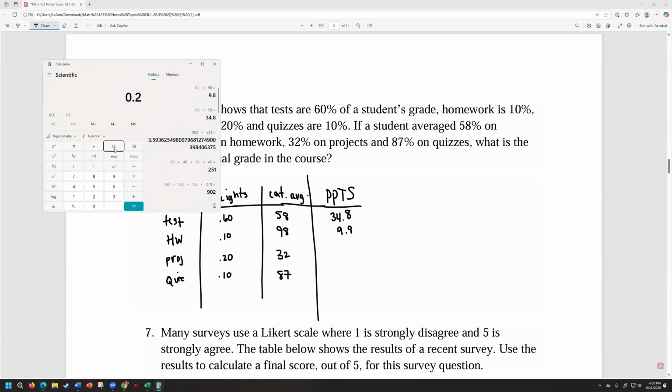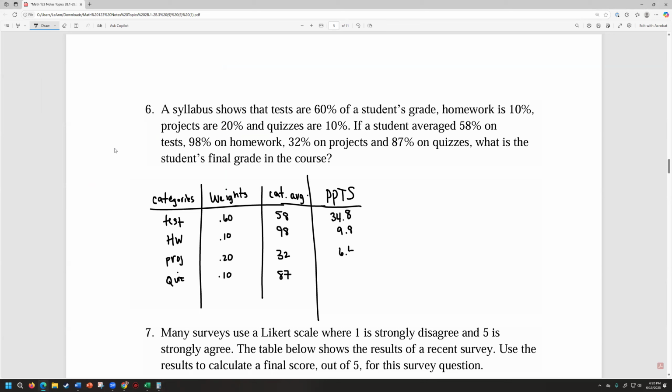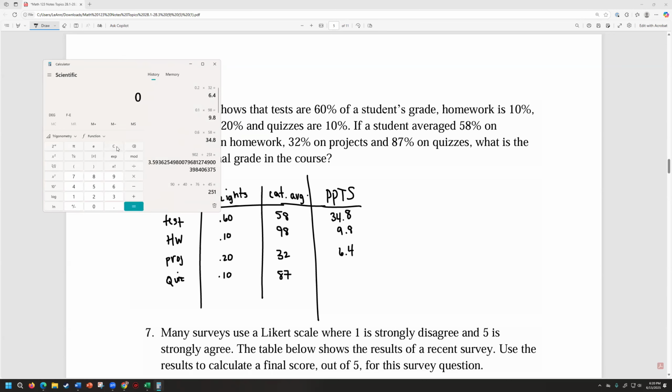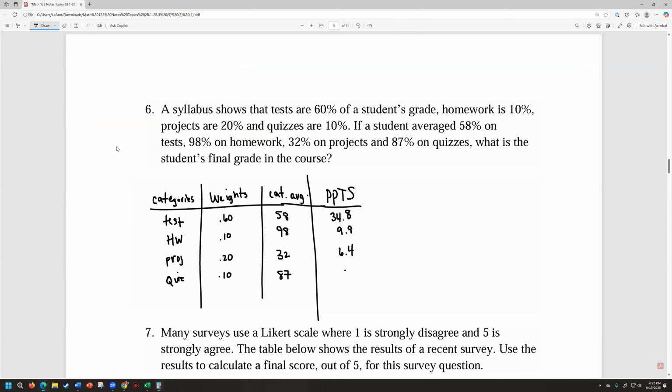Projects, this is one where they maybe, like I said, missed a project. They got a 32 as the average. So out of 20 possible points, they left a lot of those on the table. They got only 6.4 of those towards their final grade. And then 0.10 times 87 is 8.7. So again, 10% would be 10 points towards your final grade as percentage points if you made a perfect score. They earned about 8.7 of those.